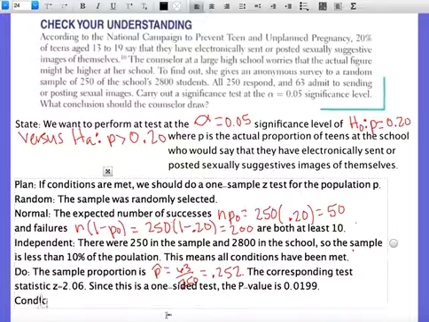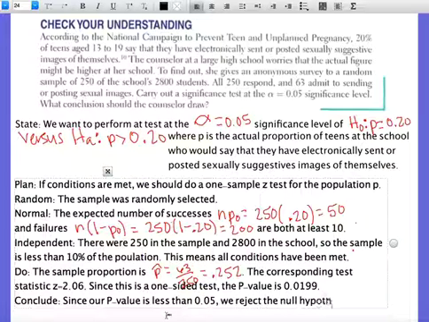All right, so next we conclude. So we say since our p-value is less than 0.05, we reject the null hypothesis. Remember, we check our p-value, we see if it's less than our significance level, our alpha. The p-value that our calculator found for us was less than 0.05, and so if it's less than your significance level, then you reject the null hypothesis.